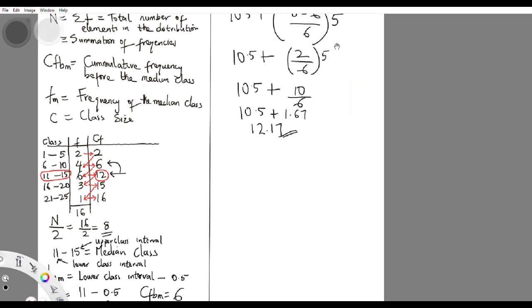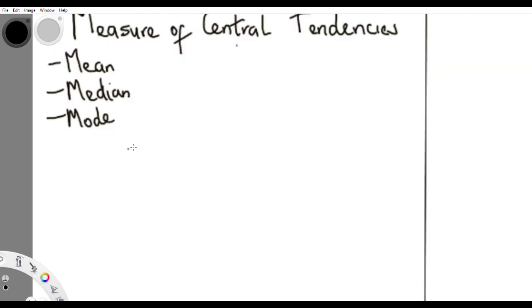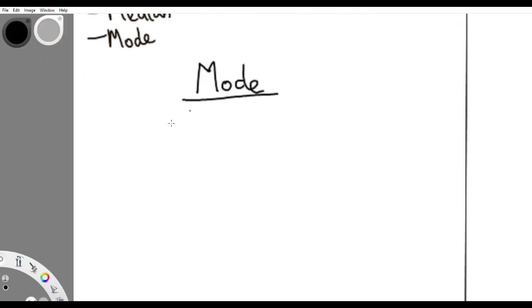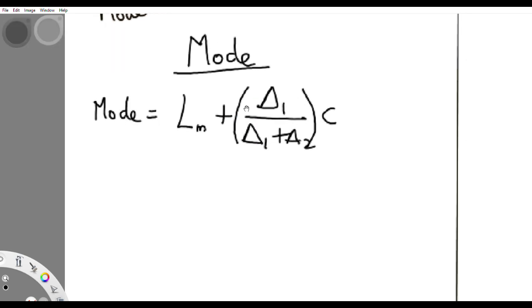Now the last one is the mode. Okay, now we are going to continue with mode. Mode for grouped data. The formula for calculating mode for grouped data is, the mode is lower class boundary of the modal class plus delta 1 all over delta 1 plus delta 2 multiplied by class size.